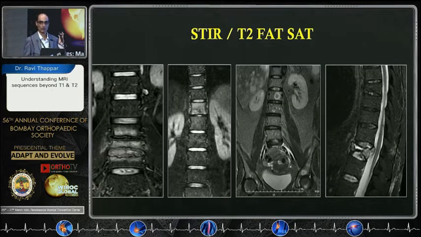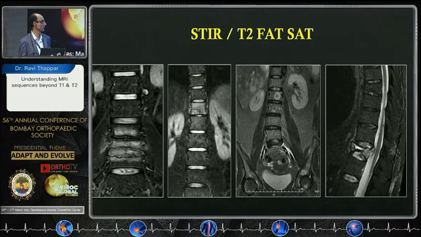Then moving on to one of the most important sequences in a spine study, that is the STIR sequence or the T2 fat sat sequence. Essentially we have to understand that this is a T2 weighted image, but what we do is we provide an extra inversion pulse which suppresses all the normal fat. So now the normal fat is suppressed, and if in the vertebral body or the bone marrow there is any lesion, any pathology or any edema, it will have higher water content, and because it's a T2 weighted image it will appear brighter in the background of the normal suppressed fat. So it really stands out and becomes very conspicuous.